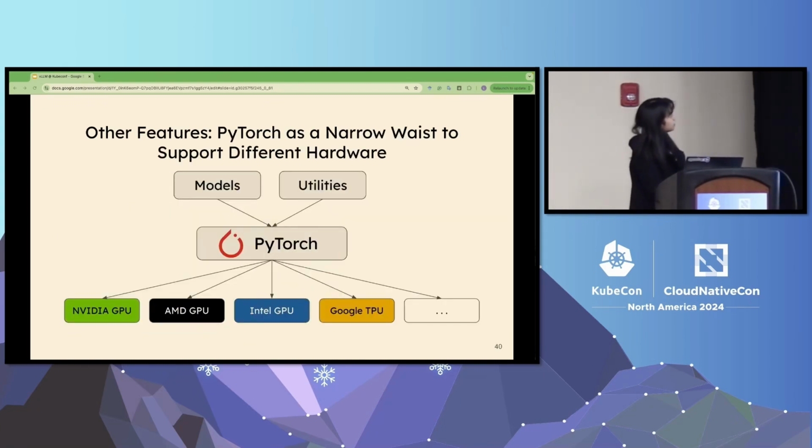And the last feature I'll mention today is that vLLM has multi-hardware support. Because vLLM depends on PyTorch, and instead of relying on external compilers or formats like ONNX, vLLM directly uses PyTorch as a narrow waist, a middle ground to connect different backends with hardware-agnostic models and utilities.